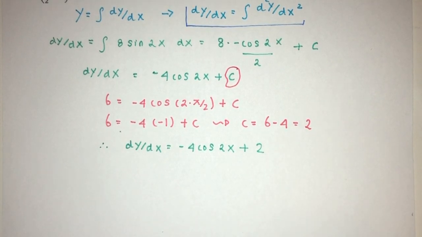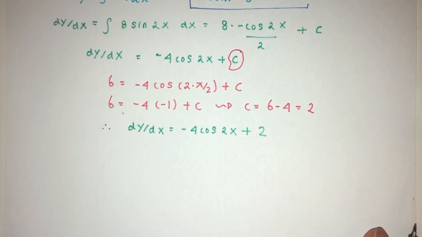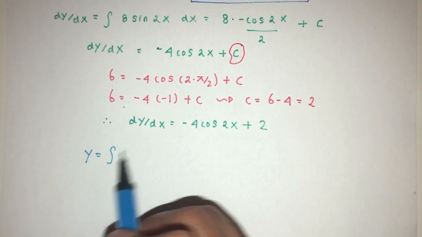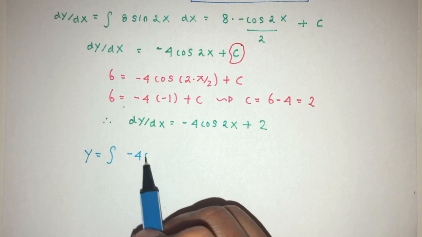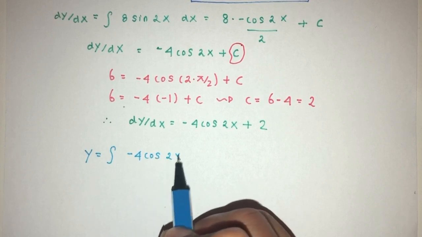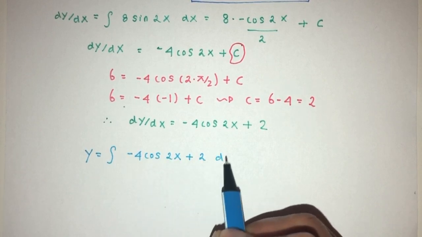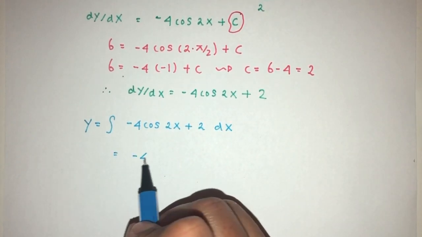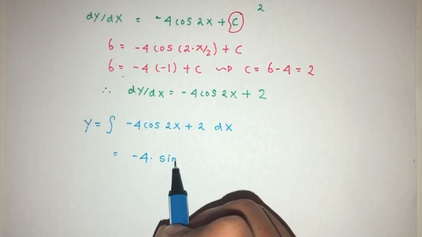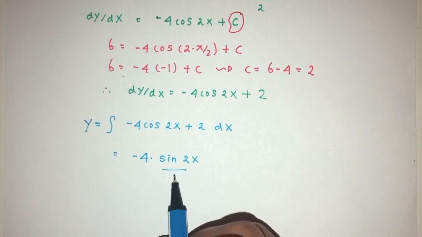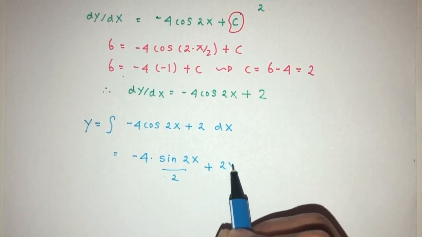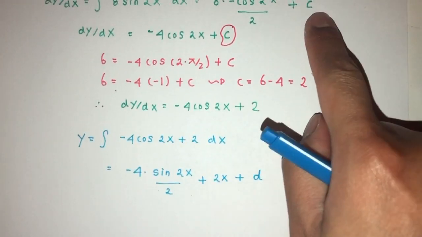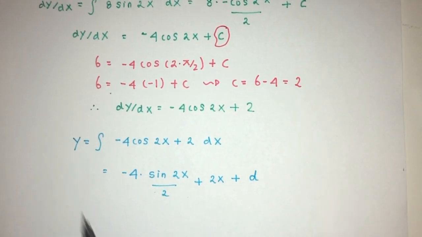Now we have to continue because we want to find the value of y, which is the equation of the curve. So y is the integration of dy by dx, which is minus 4 cos 2x plus 2 dx. Simplify. Minus 4 is only a multiple. This will become minus 2 sine 2x plus 2x plus d for the constant of integration. Because we have c already here, we can use d now, right?